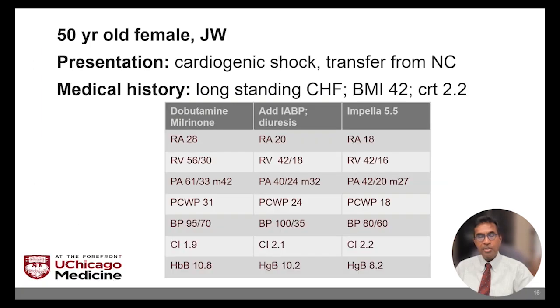Now, this is an example of a patient that we did recently. Patient 50-year-old female, a Jehovah's Witness, transferred from North Carolina, long-standing heart failure. You can see she came to us on dobutamine and milrinone, with pretty not great hemodynamics, including severe RV dysfunction. We added a balloon pump and diuresis. It got a little bit better, but not significantly so. We added an Impella 5.5. Again, not great improvement, and we did decrease the hemoglobin because of the hemolysis.